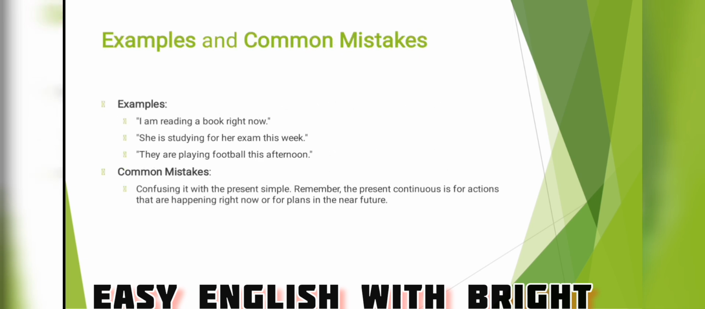Examples and common mistakes. I am reading a book right now. She is studying for her exam this week. They are playing football this afternoon. Common mistakes: confusing it with the present simple. Remember, the present continuous is for actions that are happening right now or for plans in the near future.